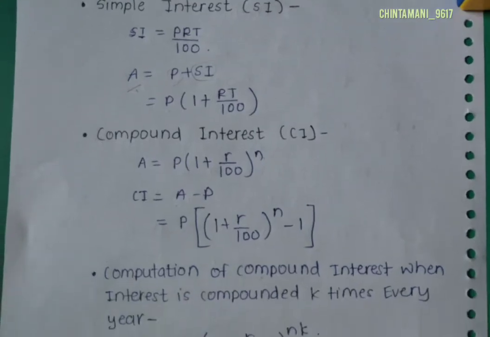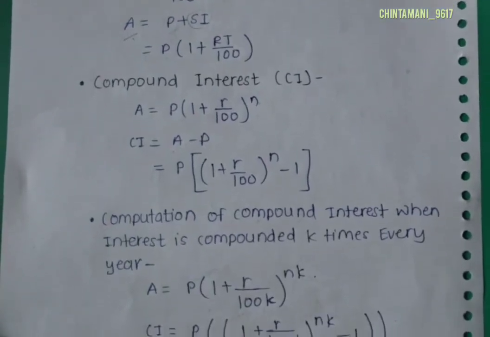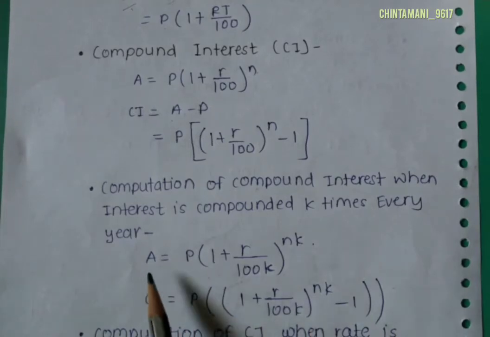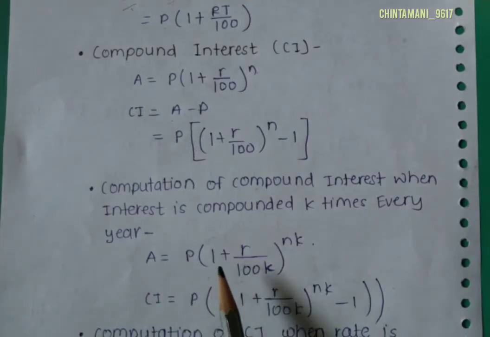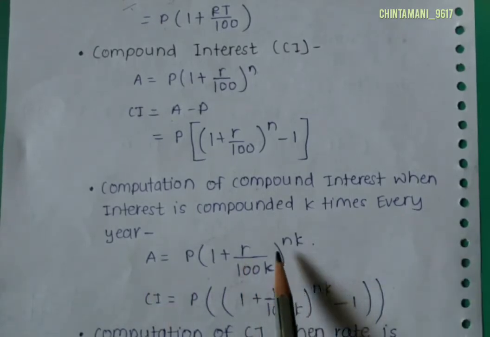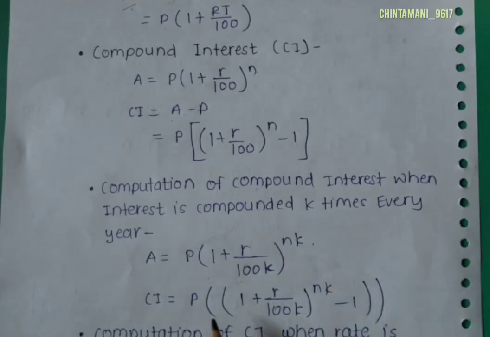Let's now talk about the computation of compound interest when the interest is compounded k times every year. That is, if it is calculated annually, half yearly, quarterly or in any other way. The simplest formula is A is equal to P (1 plus R by 100k) raised to nk, where k is the number of times compounded every year. Compound interest is calculated as P [(1 plus R by 100k) raised to nk minus 1].